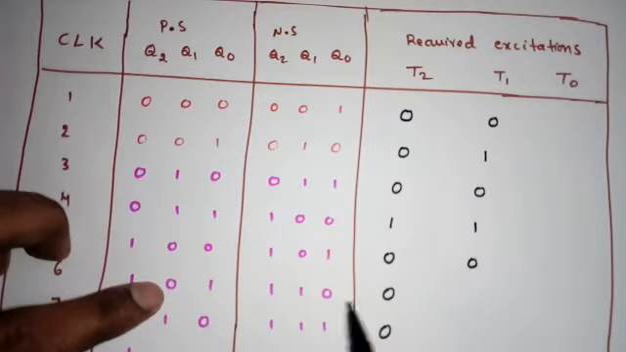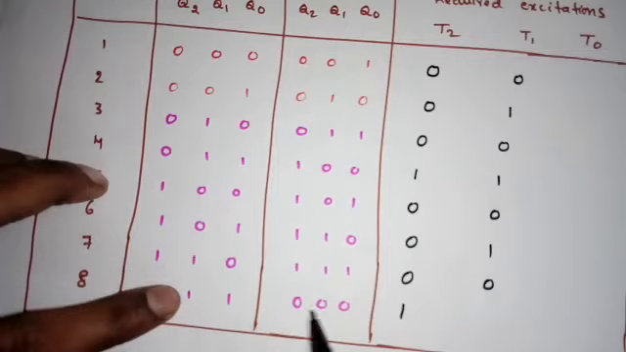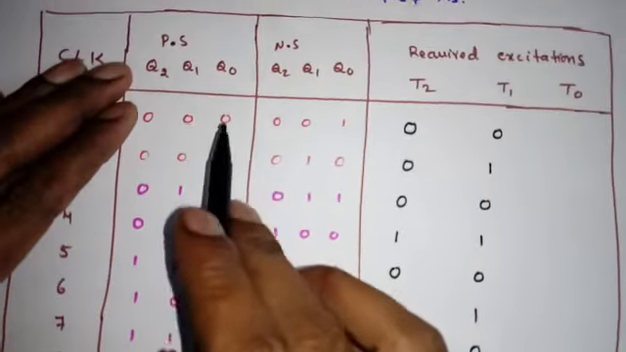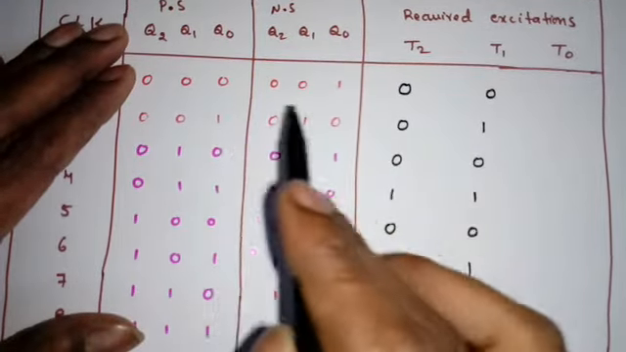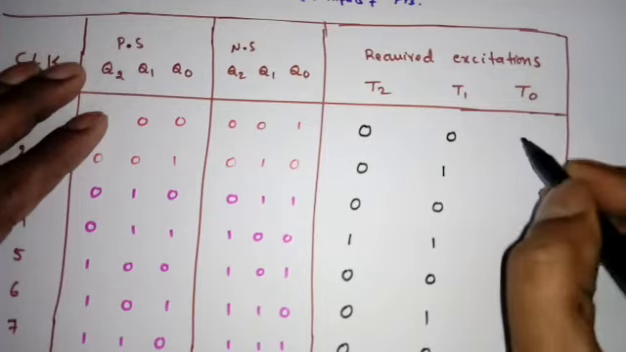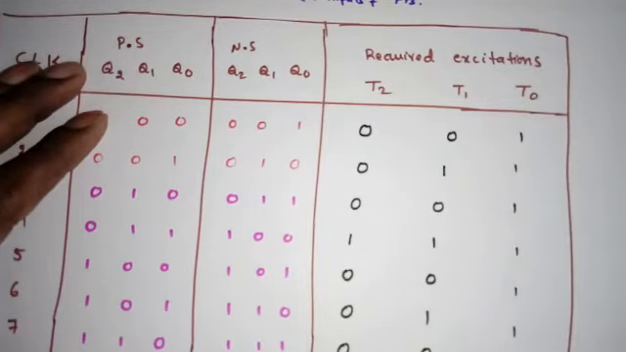Then 0 to 1 complement, apply 1. 1 to 1, so apply 0. 1 to 0, there is a complement. Next, if I see Q0, 0 to 1, 1 to 0, 0 to 1, 1 to 0, always Q0 will be complementing. So always we have to apply 1, 1, 1, 1, 1.